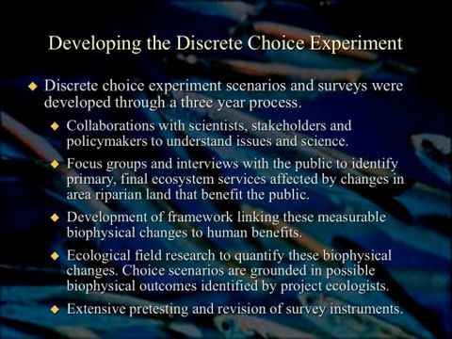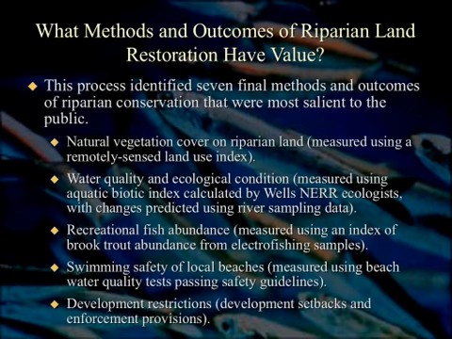Right? And so the idea is that these choice questions that you're going to see are grounded not only in the focus groups and interviews that tell us what people value, but also in the ecological field work that actually quantifies the changes that we're going to measure. Okay, and so the process that we used, the focus groups combined with the ecological field research, generated 7 final methods and outcomes of riparian land conservation that were most valued or most salient to the public.